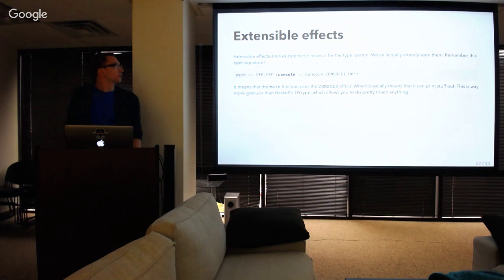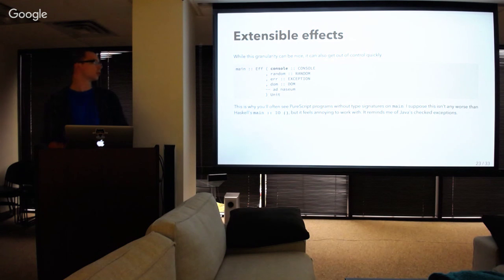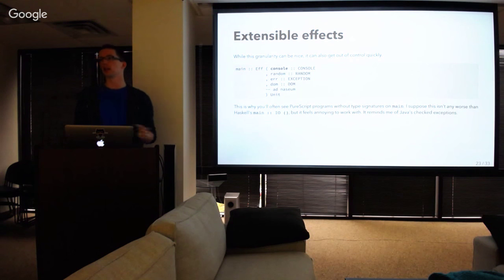So I'm not as enthused about extensible effects as I am about extensible records, because you end up with type signatures that look like this for your main function, where you're like, hey, I write out to the console, and I can generate random numbers, and I can throw exceptions, and I can access the DOM. Yes, it may be good to have very granular control over what your program can do, but at the top level, it quickly becomes cumbersome. So pretty much every PureScript program I've looked at doesn't have a type signature on its main function, because it doesn't really buy you anything. Like either you're going to run the main or you're not. The type signature is not going to give you a lot there.